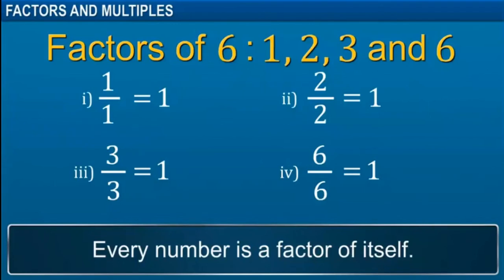Okay, so any number can be divided by itself. Since any number can be divided by itself, we can say that every number is a factor of itself. എല്ലാ നമ്പറും അതാത് നമ്പറിന്റെ തന്നെ ഒരു ഫാക്ടർ ആണ്. Okay, so you can just write down this sentence: every number is a factor of itself.